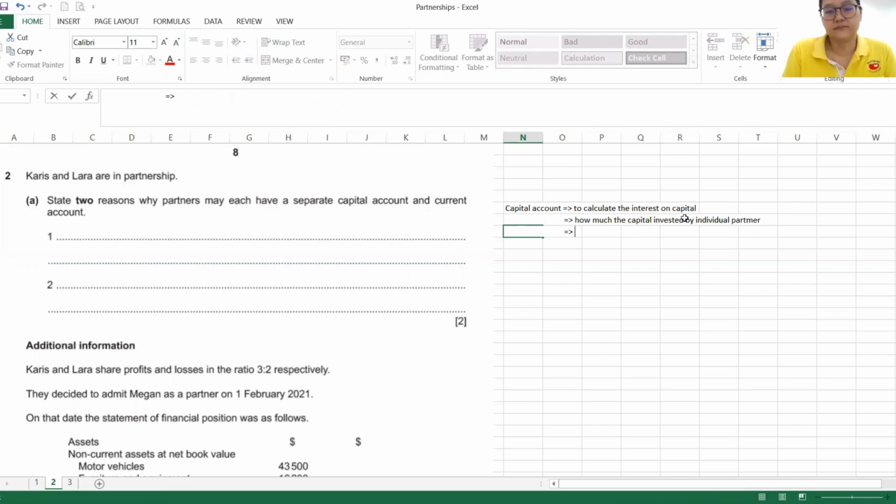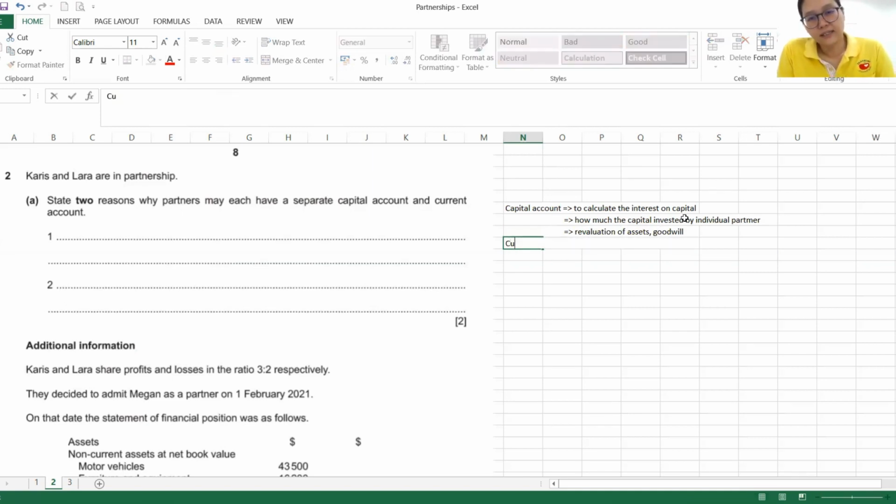And this account is also for us to maintain unrealized profit. For example, the revaluation of the asset, or any goodwill due to a new partner joining or the retirement of a partner, we have to credit into this capital account. So this is unrealized profit.